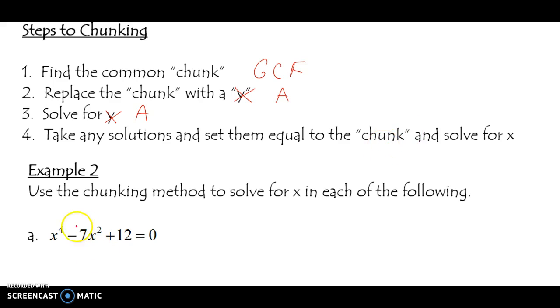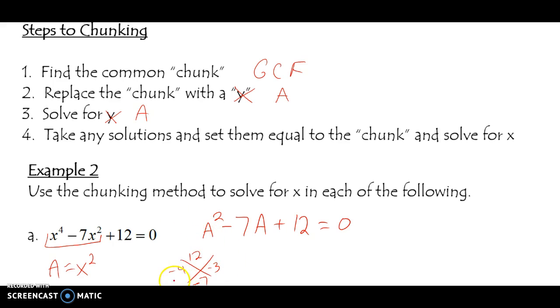So here's an example. Here, between these two terms, we have a common factor of x squared. So we're going to simplify this by saying that a is equal to x squared. So now we really have a squared minus 7a plus 12 equals 0. In other words, we're taking this fourth degree trinomial and rewriting it as a second degree trinomial. Now we can factor this, 12 and negative 7. We'd end up with negative 4 and negative 3.